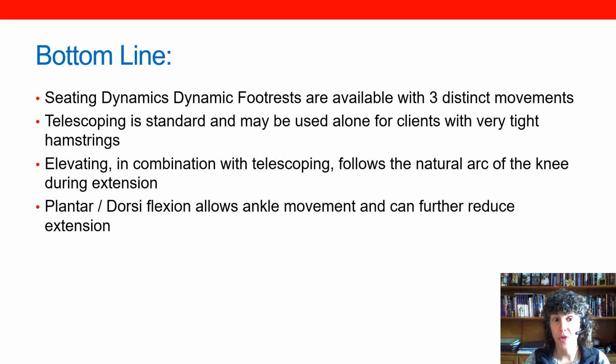So what's the bottom line? Well, seating dynamic footrests are available with three distinct movements. Telescoping is standard and works well for clients who have very tight hamstrings. Elevation in combination with that telescoping movement follows the natural arc of the knee and is what's recommended if someone has adequate range. And then finally, plantar dorsiflexion allows ankle movement and can further reduce extension.